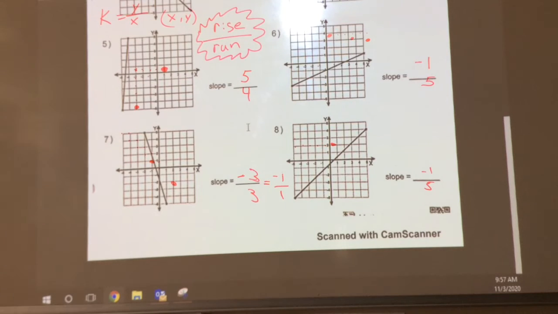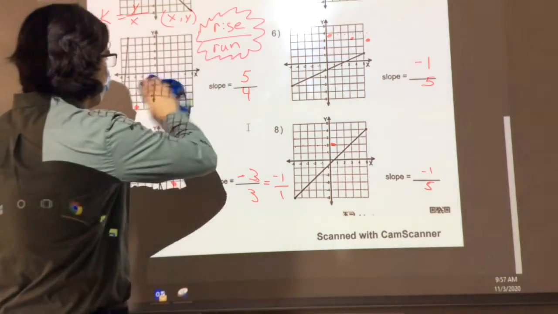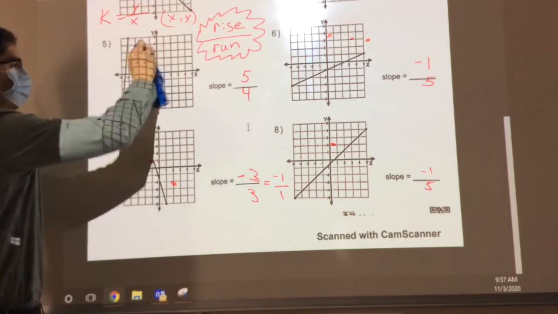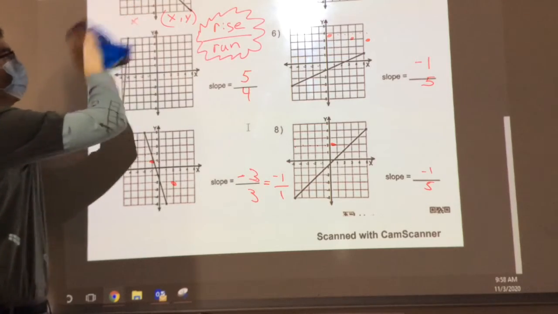Actually, hold on. First off, I want you to go through 5, 6, 7, 8 and tell me which ones are positive and which ones are negative. On your paper, go through and do that. 5, 6, 7, and 8. Tell me which ones are positive and which ones are negative.